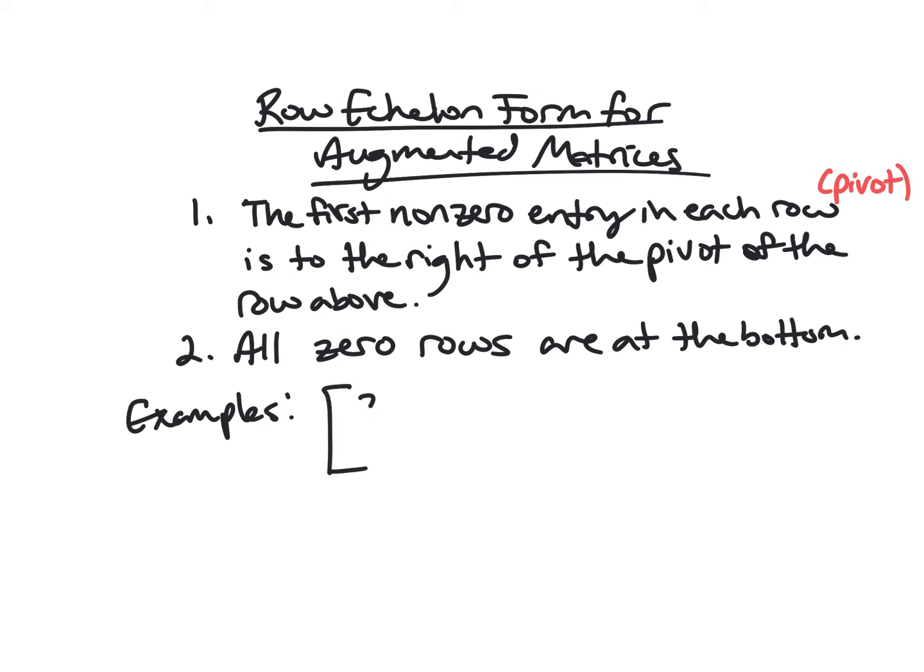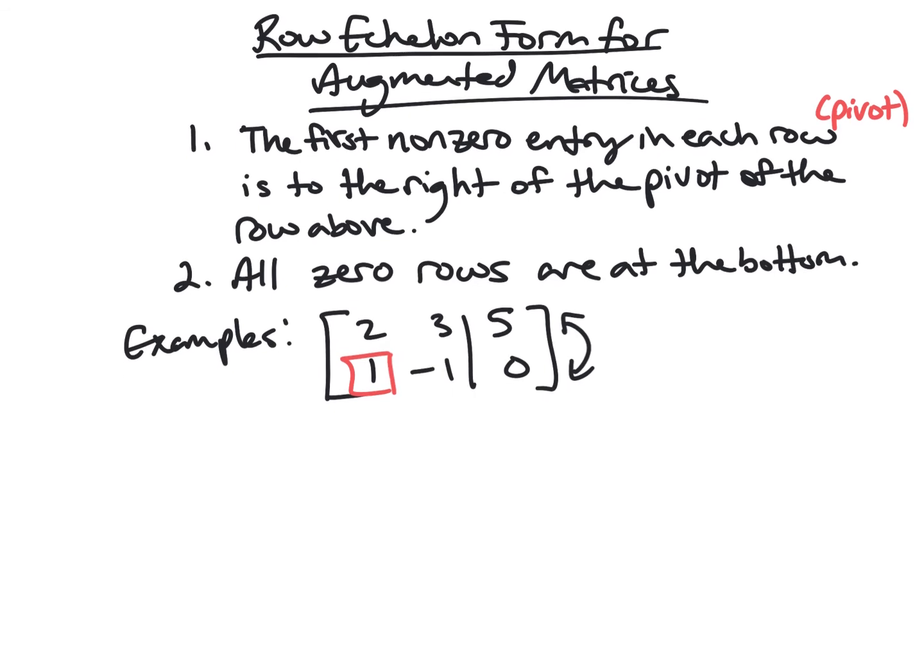So we had 2, 3, 5, 1, -1, 0. And our goal is to get this in echelon form. So, we could introduce fractions here, but I kind of like seeing this 1 and want to make that a pivot. So I'm going to start by doing a type 1 row operation and exchange two rows.